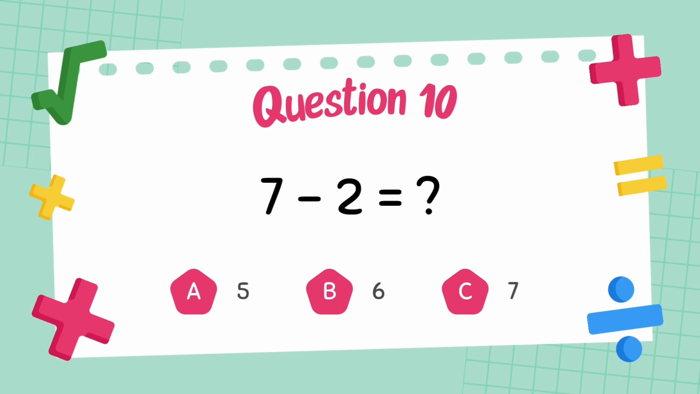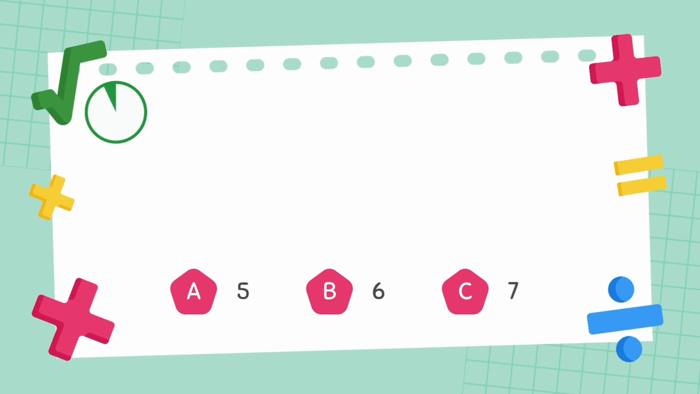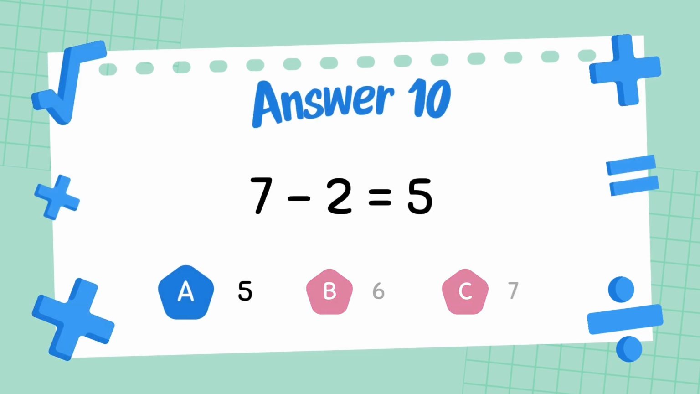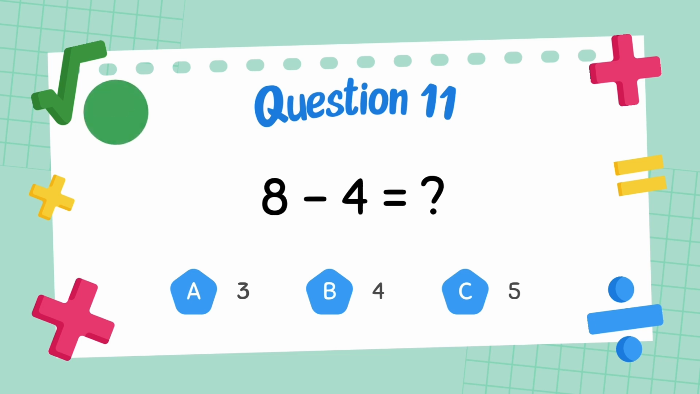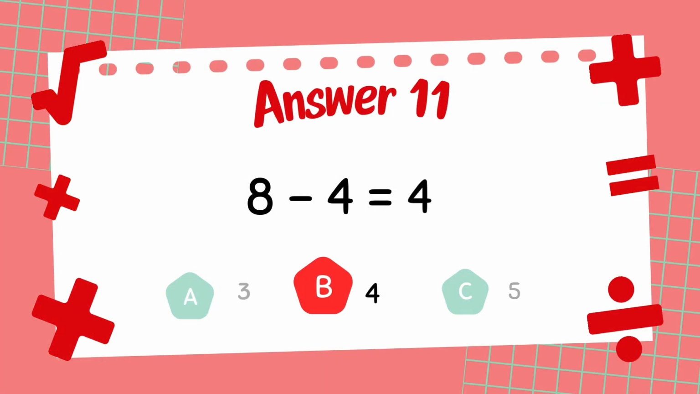What is 7 minus 2? The answer is 5. What is 8 minus 4? The answer is 4.